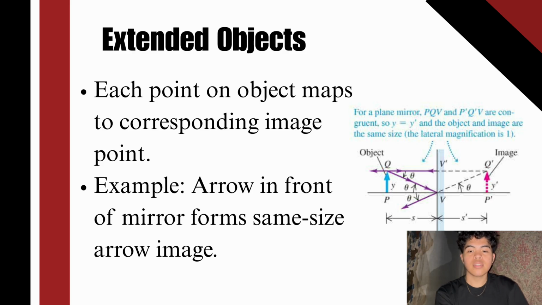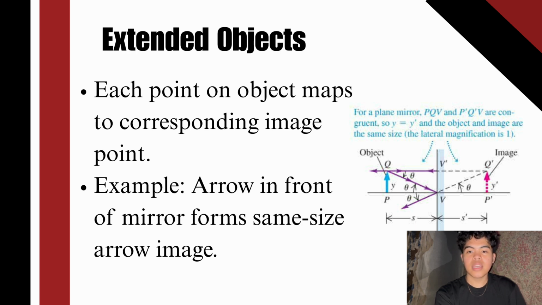Now, let's move on to the expanded objects. When we say expanded objects, we mean objects that are not just one point, like an arrow, your face, or your whole body. Each point of the object gives off light rays that hit the plane mirror and reflect back following the law of reflection, which says that the angle of incidence is equal to the angle of reflection.